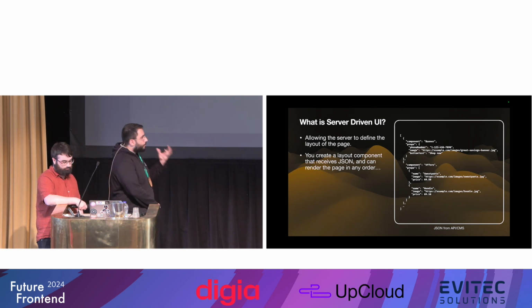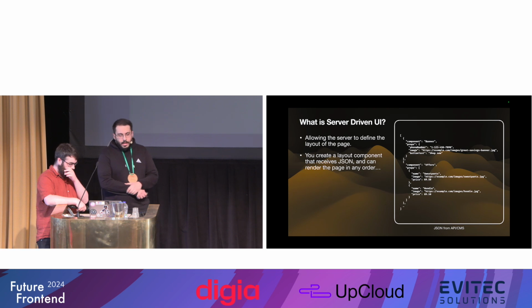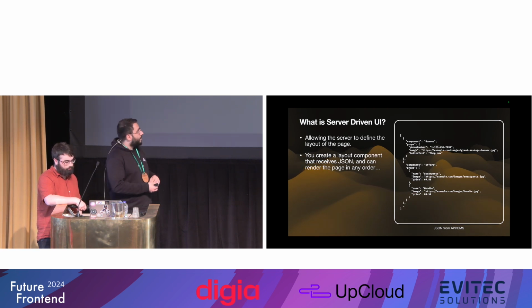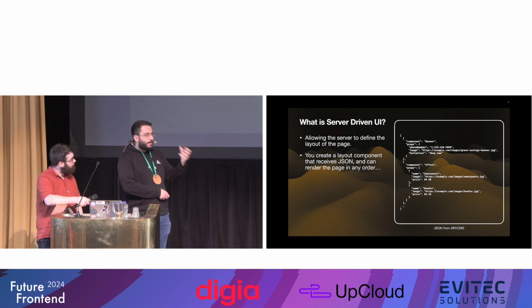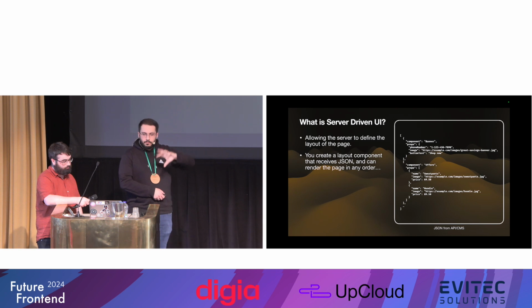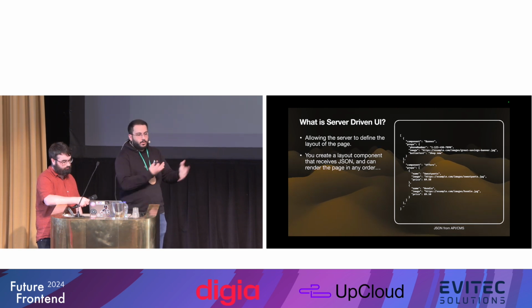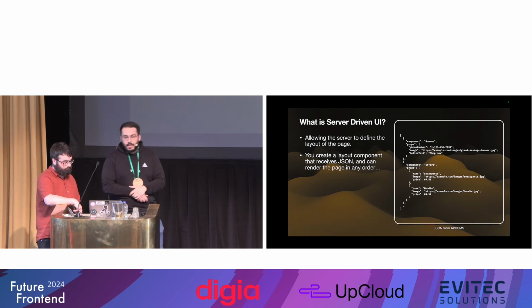So the whole concept with server-driven UI is that you allow the server to define the layout of the page via some form of serializable data, so in this case JSON, and then you create a dynamic layout component on your client side that receives that JSON and can render the page dynamically and in any order that you want. So there's no more hard coding left here. And on the right-hand side, you can see an example of what that JSON payload might look like.